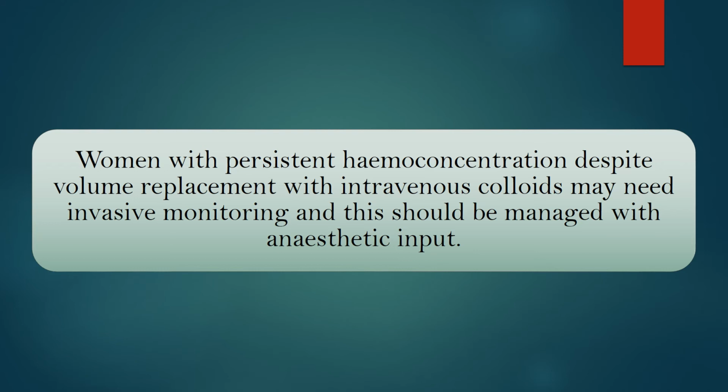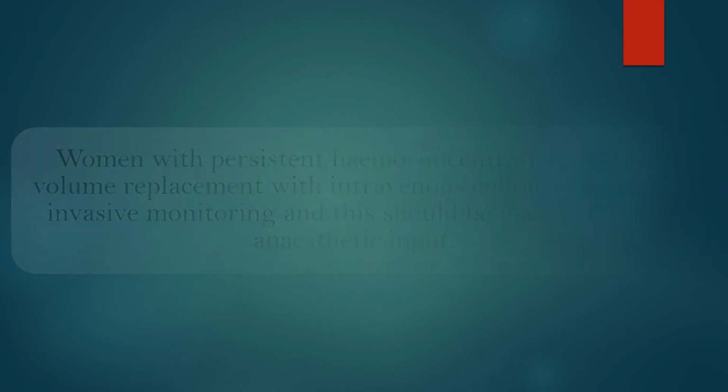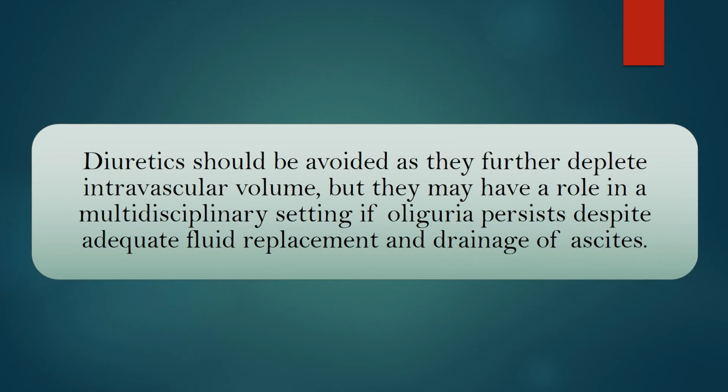Women with persistent hemoconcentration, despite volume replacement with intravenous colloids, may need invasive monitoring, and this should be managed with anesthetic input. Diuretics should be avoided as they further deplete intravascular volume, but they may have a role in a multidisciplinary setting if oliguria persists despite adequate fluid replacement and drainage of ascites.